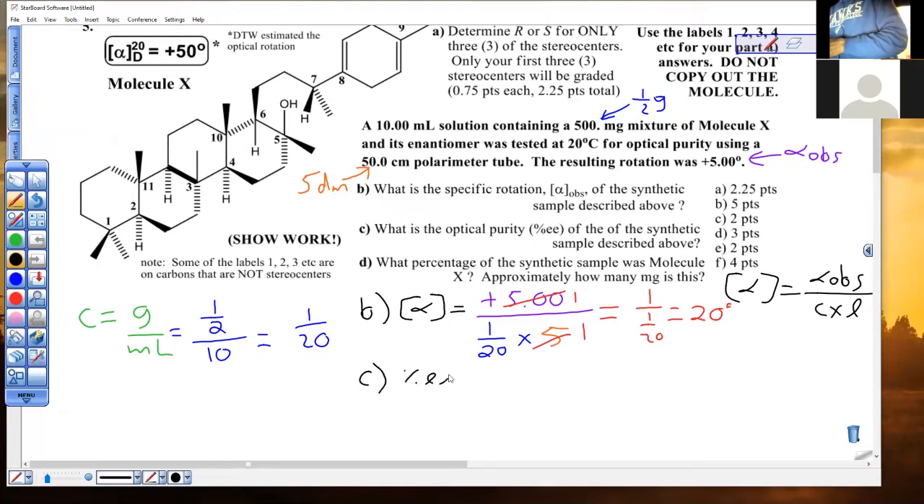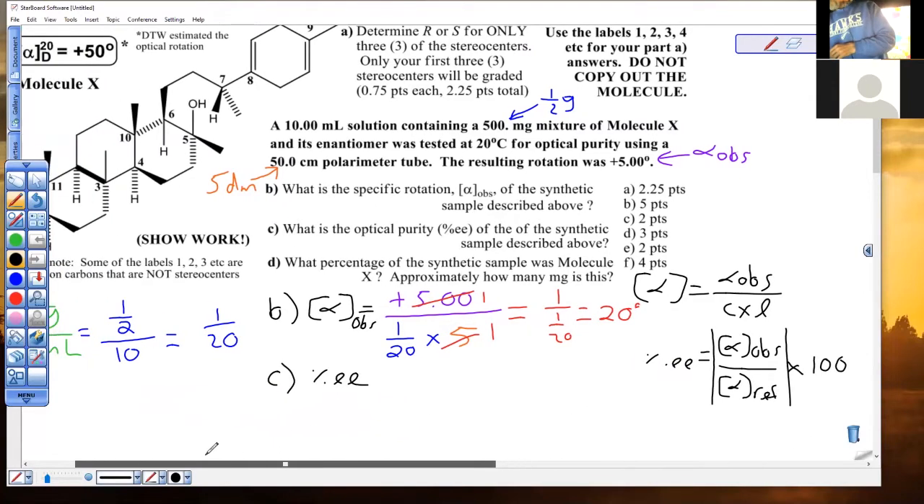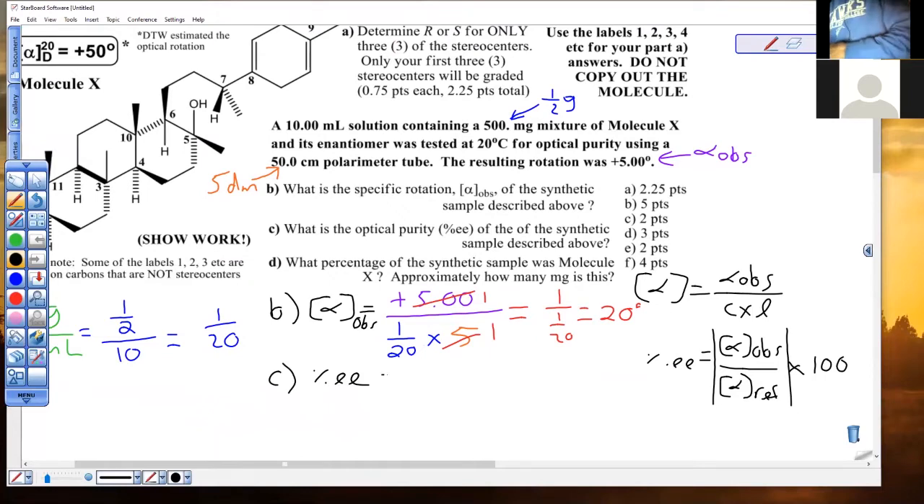Your other equation you need to know: you take your standard alpha observed, which I forgot to write in the previous one. Standard alpha observed is what we calculated in part B, and you divide by the standard reference value, which I must give you, and you multiply by 100 to make it a percent. And we don't like negative percent, so we put an absolute value around the calculation. And this seems like it's going to work out fairly nicely.